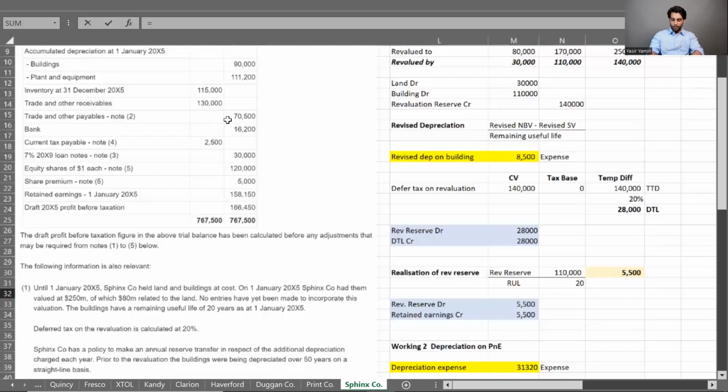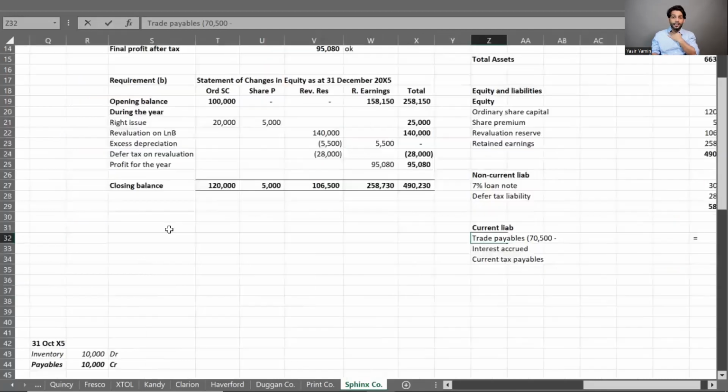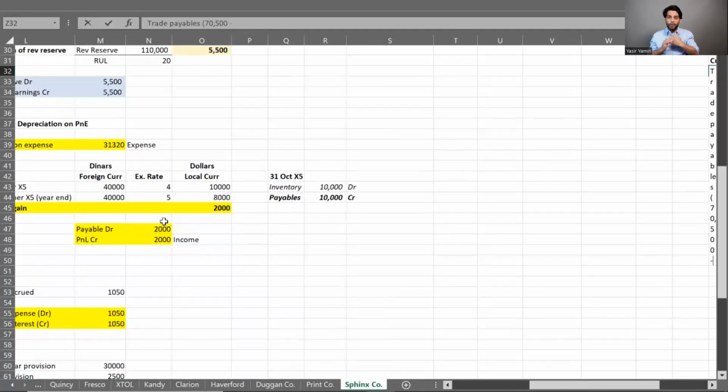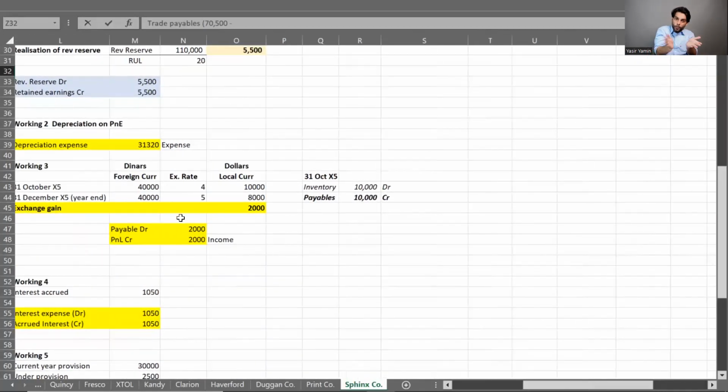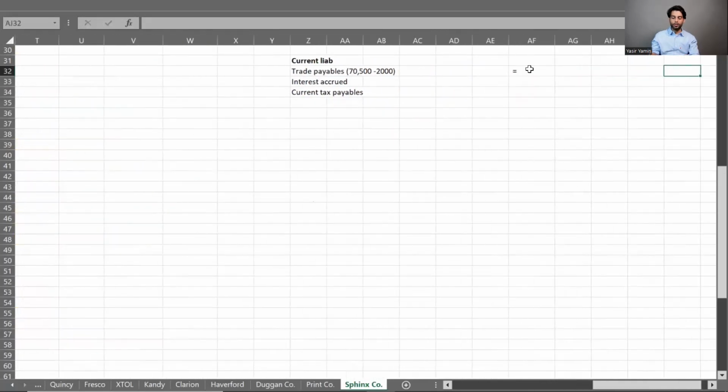But there is something that you need to adjust. Do you guys remember that there was an exchange gain on your payables as well? As a result of which 2,000 was reduced from your liability because the exchange rate moved in our favor. So you need to subtract this 2,000 as well. 70,500 minus 2,000 should be your trade payable, 68,500.